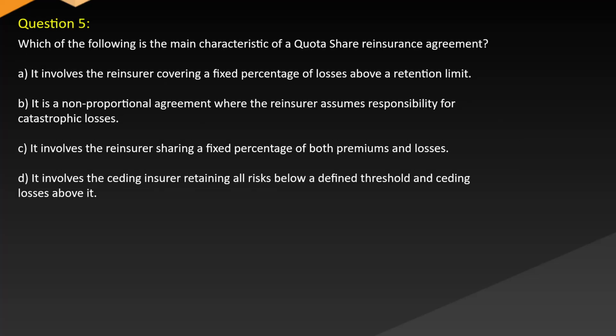Question 5. Which of the following is the main characteristic of a quota share reinsurance agreement? A. It involves the reinsurer covering a fixed percentage of losses above a retention limit. B. It is a non-proportional agreement where the reinsurer assumes responsibility for catastrophic losses. C. It involves the reinsurer sharing a fixed percentage of both premiums and losses. D. It involves the ceding insurer retaining all risks below a defined threshold and ceding losses above it.